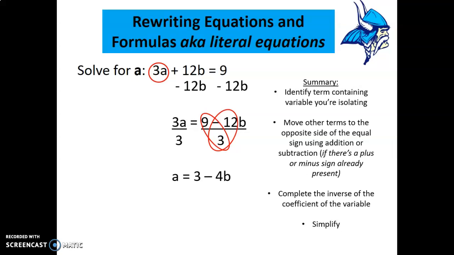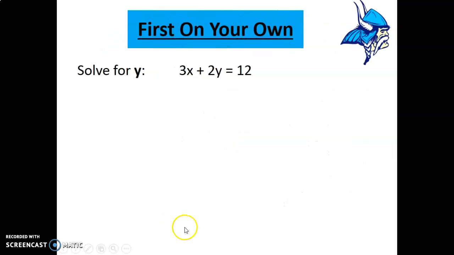So again, a couple of things you should notice. Your final answer isn't just simply one number. It's a combination of terms with numbers and variables, right? That's the difference between solving an equation and solving or isolating literal equations, all right? And these steps are going to apply to all types of literal equations. Okay, see if you can use those steps and try this example on your own.